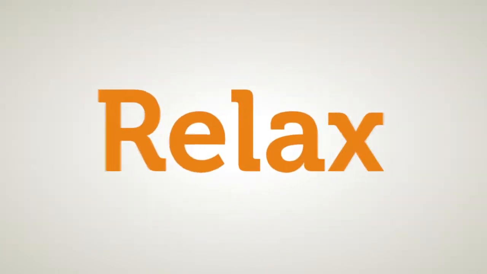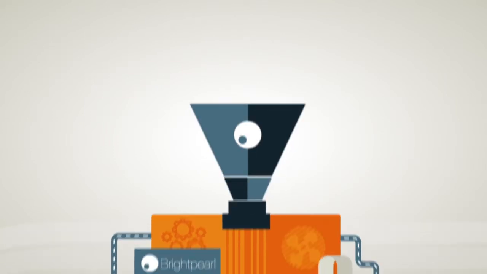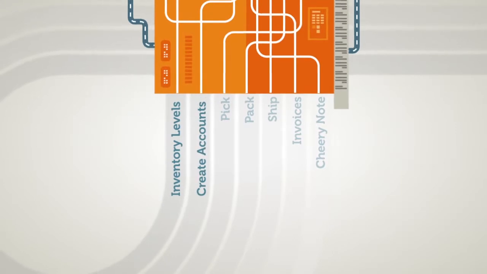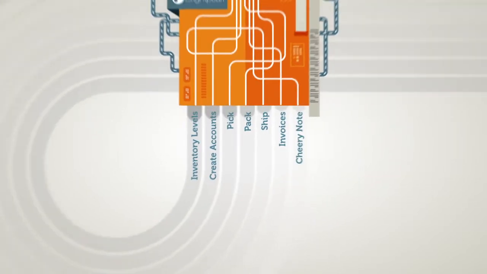Relax. This is where Brightpearl can help. Brightpearl feeds all of your orders from your EKM PowerShop store into a single central hub. We manage your inventory levels, create the accounts, pick, pack, and ship, issue the invoices, and send a cheery note to the customer to tell them that their products are on their way.